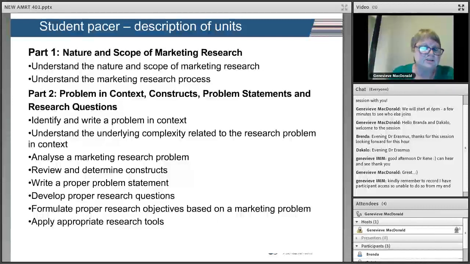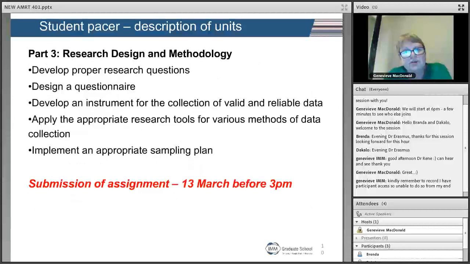Develop some research questions, formulate proper research objectives, and then decide on which would be the most appropriate research tools to explore this problem, to do the research.